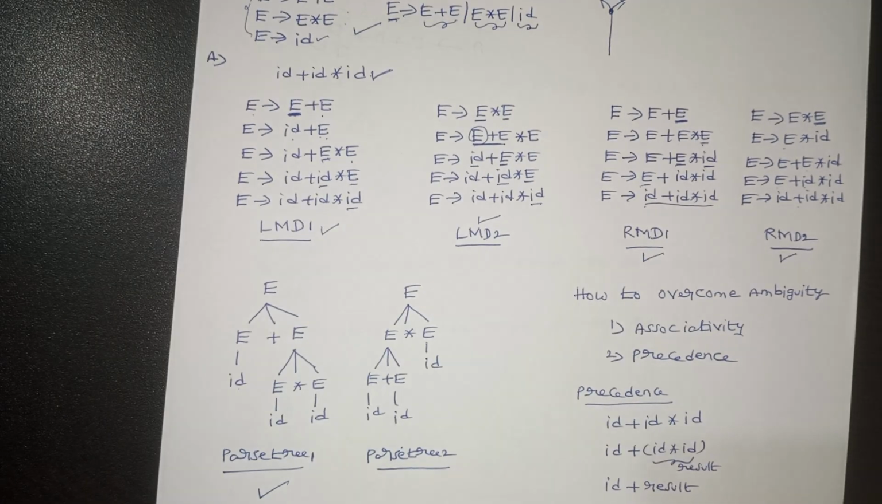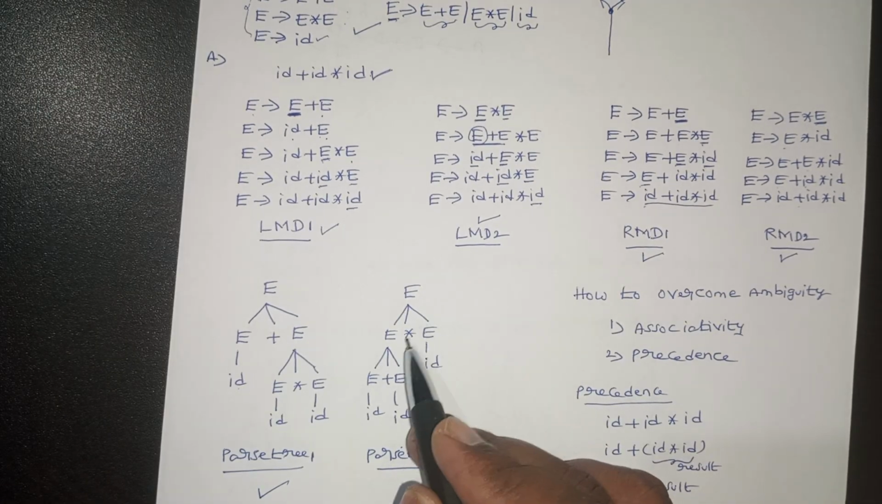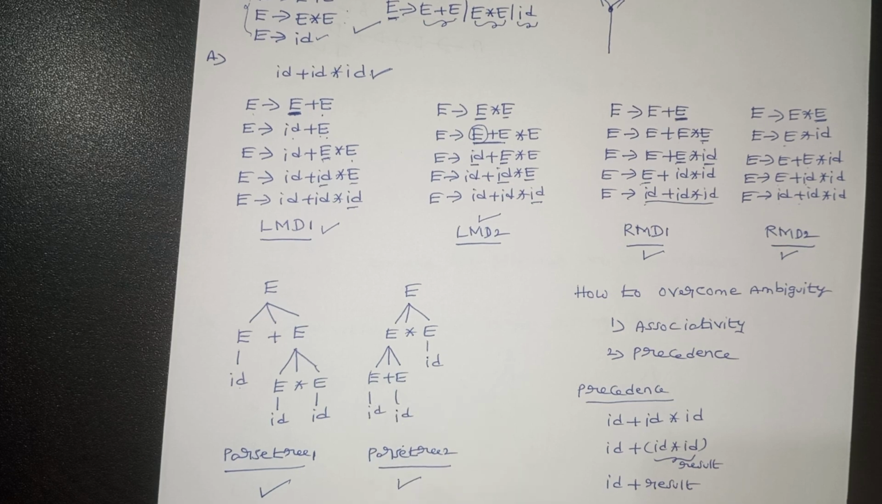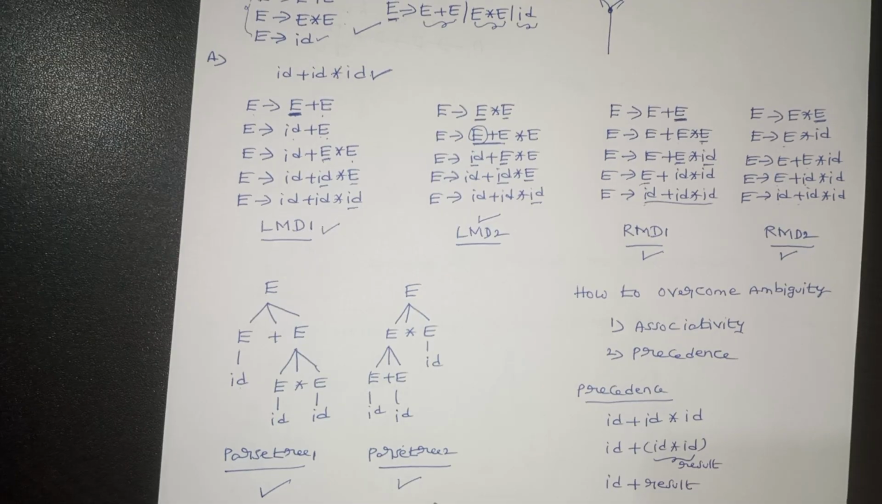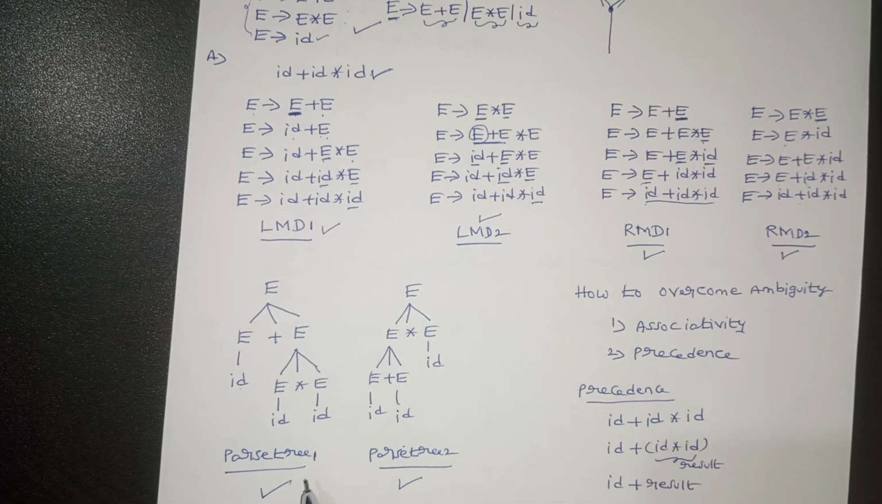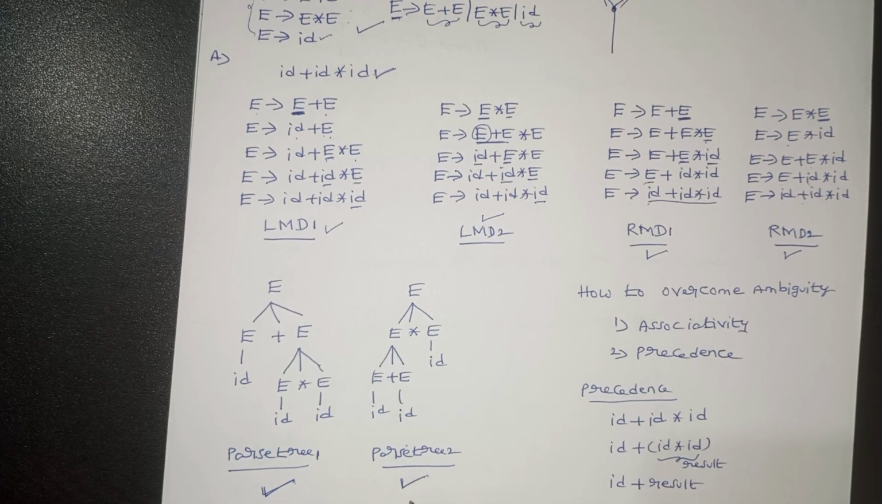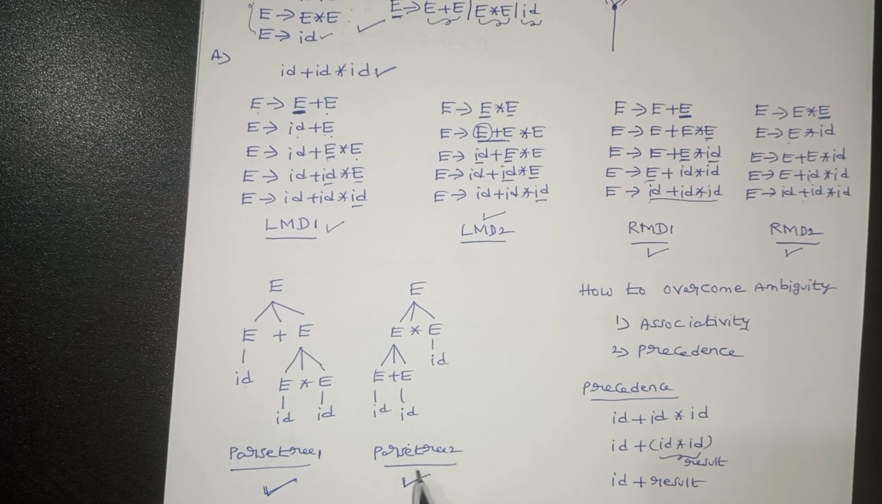Next one, E tends to E star E. Next in the place of capital E, what am I writing? I am writing E plus E. So E tends to ID, E tends to ID. This is parse tree 2. So again, by observation, I am getting two parse trees, nothing but two syntax trees. Now what do you say? Yes, the grammar is ambiguous.